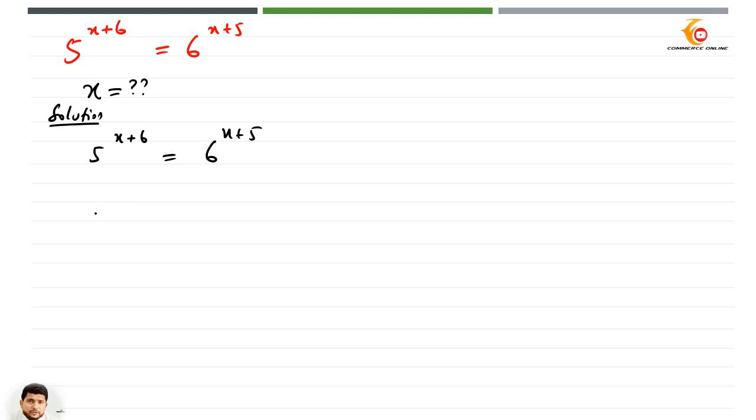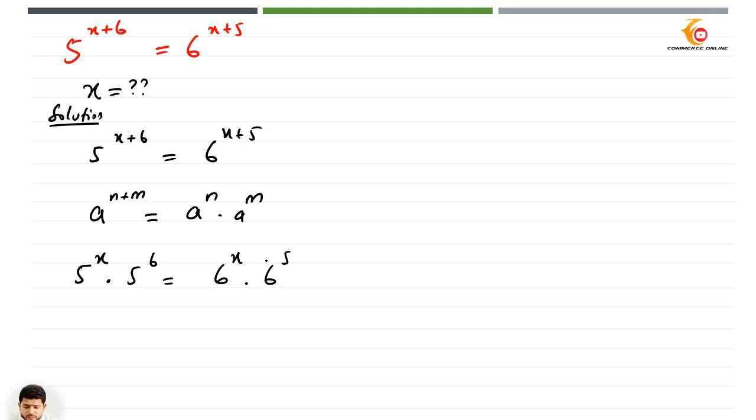and as we know that a^(n+m) is equal to a^n multiplied by a^m. So here I'm going to write 5^x multiplied by 5^6 equals 6^x multiplied by 6^5. So now what I will do, I'm going to divide by 6^x on both sides.